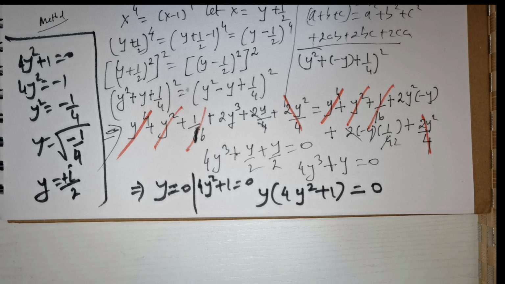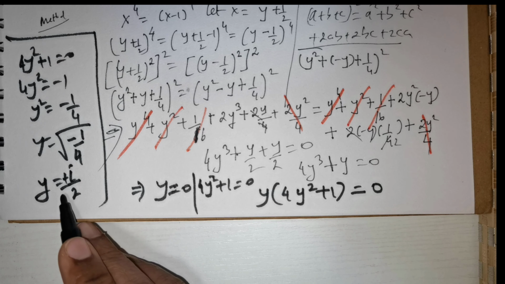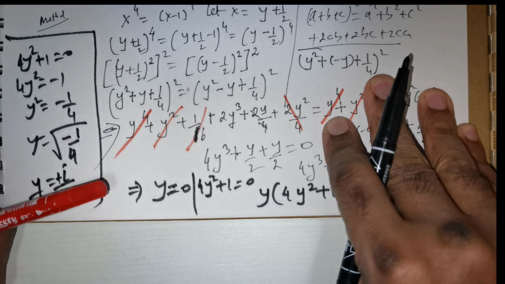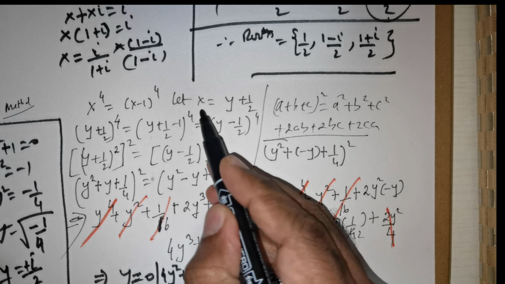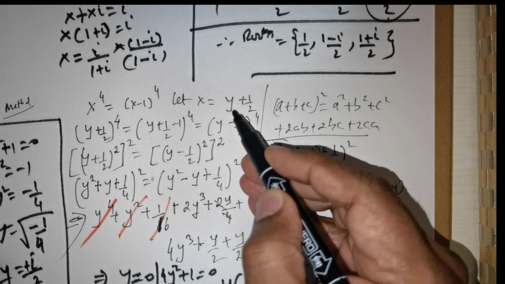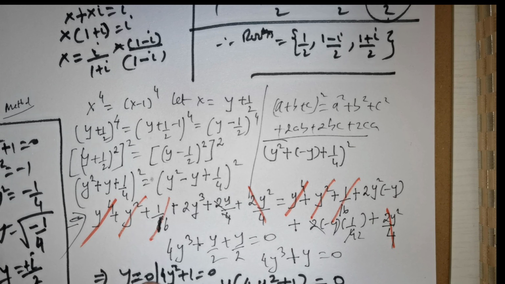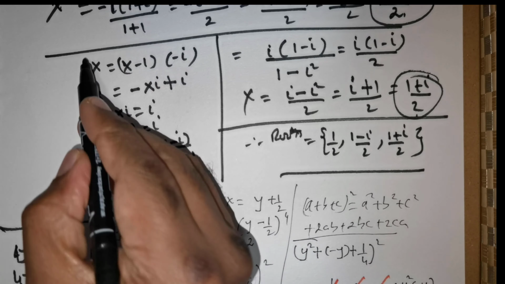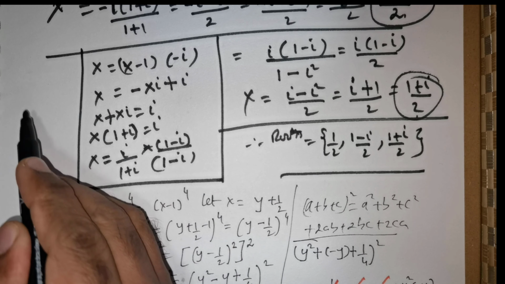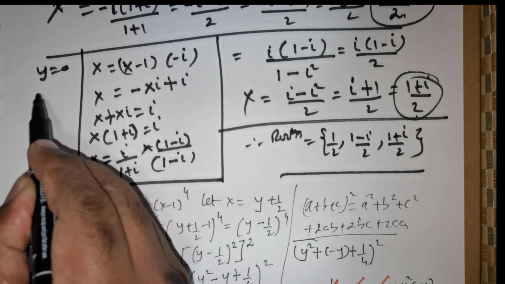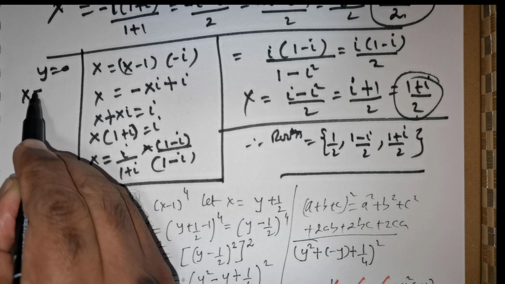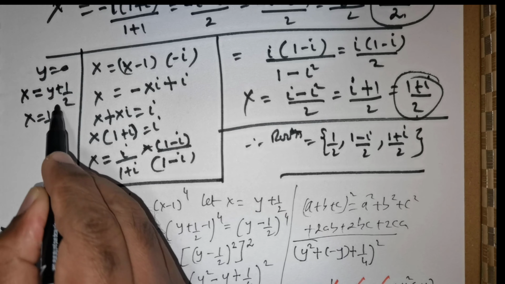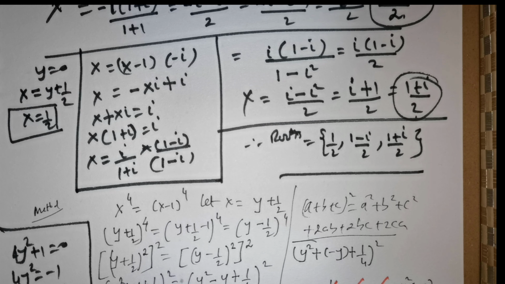So this is the value, y is equal to plus or minus i over 2. But we took a different approach, right? We took x to be equal to y plus 1 over 2. Now when y is equal to 0, what happens? So let me just use this part of the space. When y is equal to 0, x is taken to be y plus 1 over 2. So that means x is equal to 1 over 2. So this is one solution.